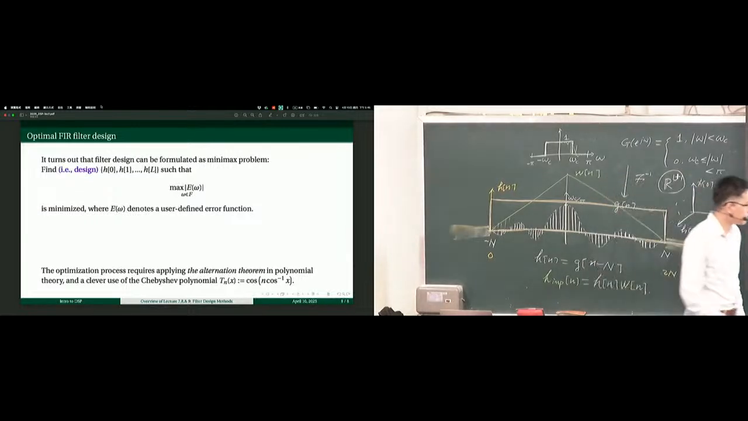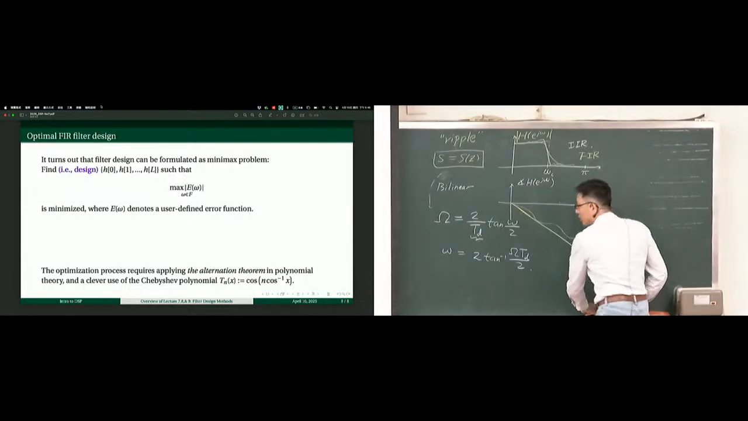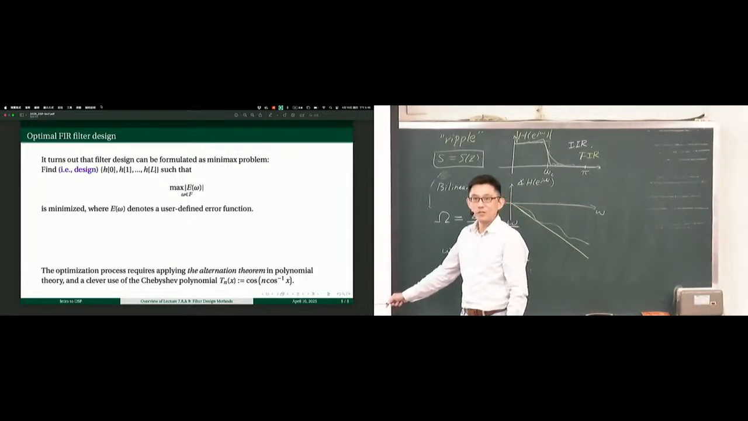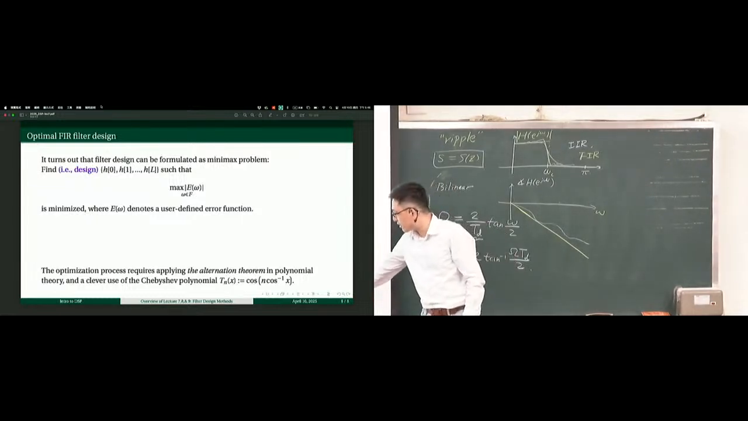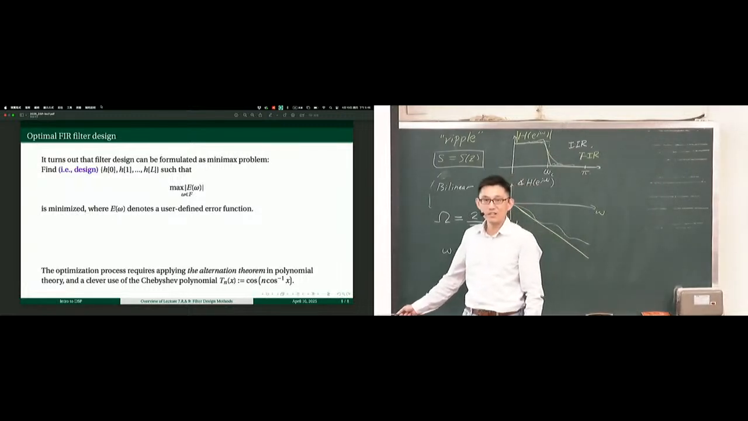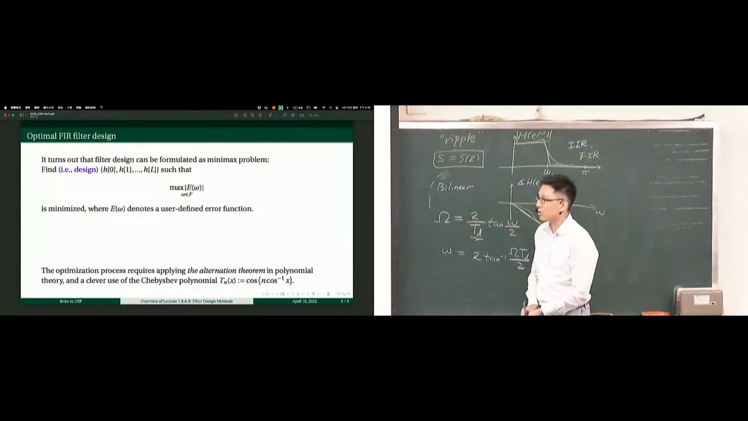This is kind of interesting. Cosine of n times arccosine of x is a polynomial of x for any n. Think about that. It's actually not that hard once you see the trick. We'll be using such polynomials in order to construct our optimal filter, to talk about optimal design.